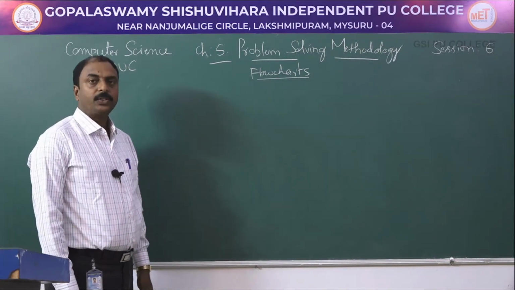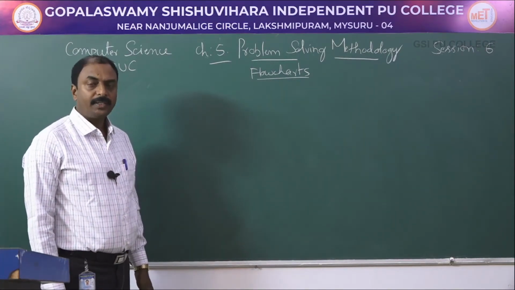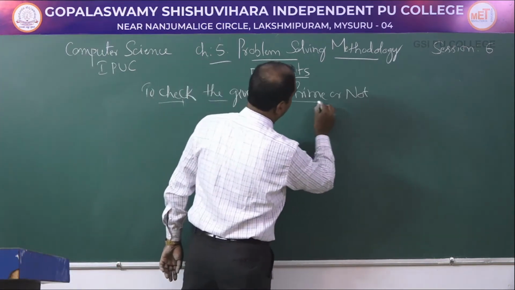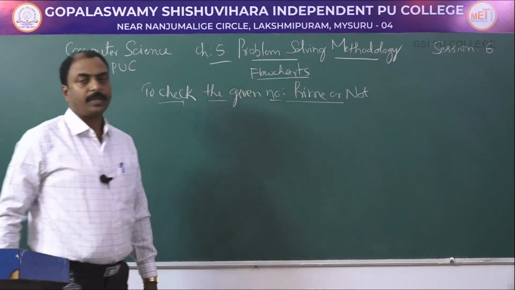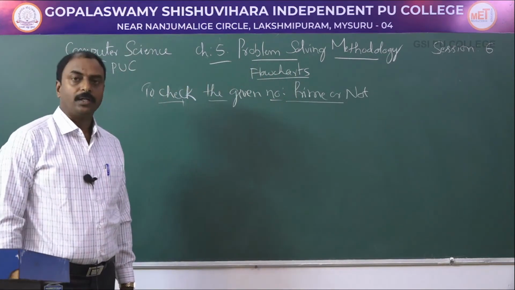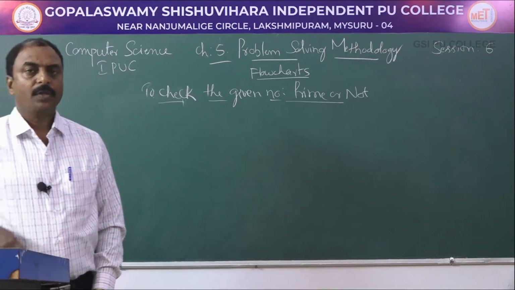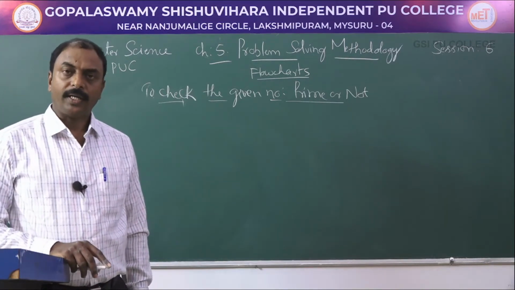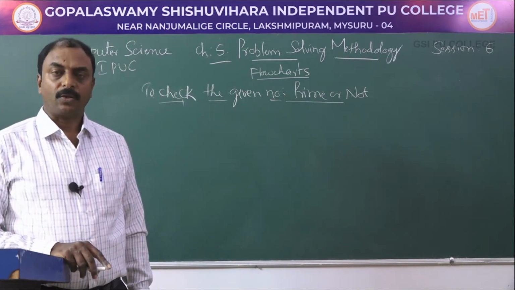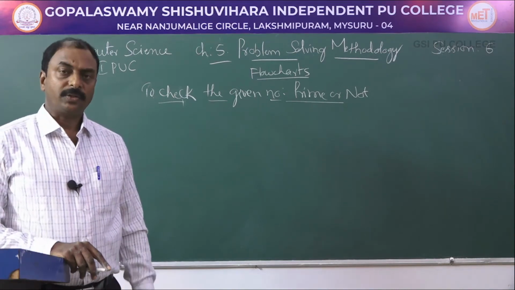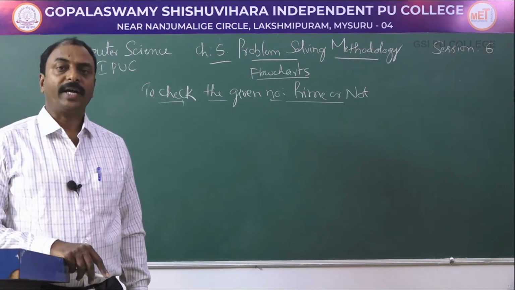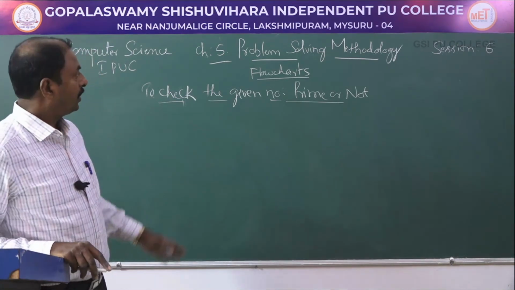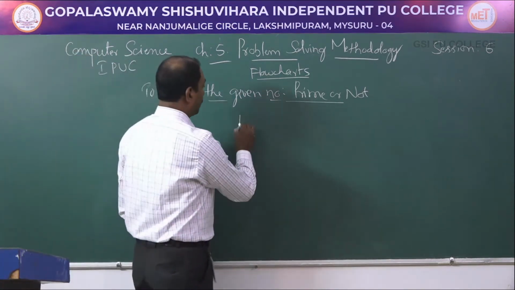Next example is to check whether the given number is a prime number or not. Students, you know what a prime number is. Any number divisible only by 1 and the number itself is called a prime number. Any number which has other factors is not called a prime number. So here the program should accept one number n.